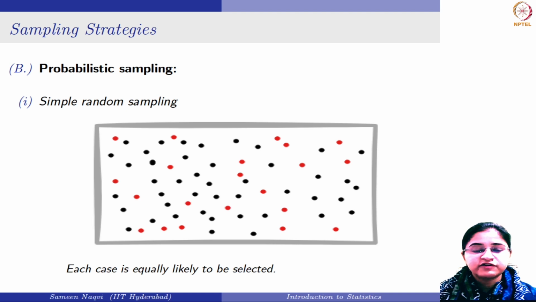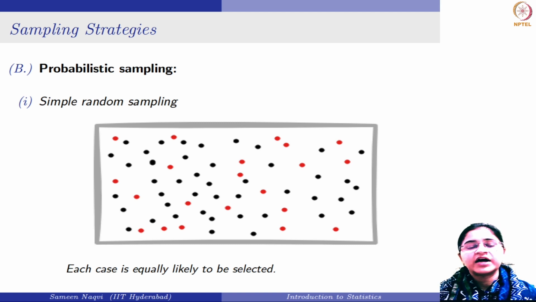For instance, if I want to make a committee of 5 students from this class, what I can do is just randomly pick any 5 students. I will not be biased toward any students and collect data from them. So in this case, each student has an equal chance of getting selected in that committee.